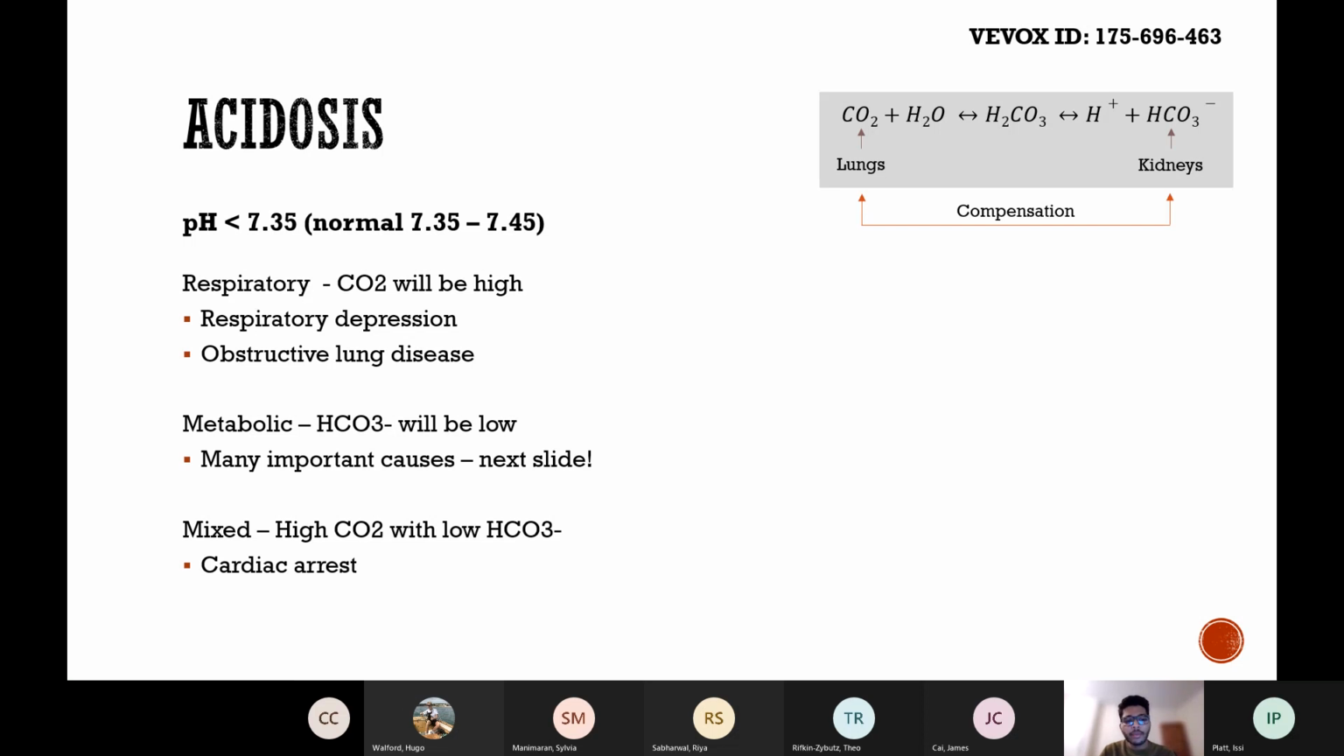And interestingly, you can also have a mixed picture. So if you've got a high CO2 and a low bicarbonate, then you've got a mixed respiratory and metabolic acidosis. And this is usually seen in cardiac arrest, post-resuscitation or during resuscitation. The reason being, obviously, ventilation is not adequate, but also you get a build-up of anaerobic byproducts, which causes the metabolic acidosis.